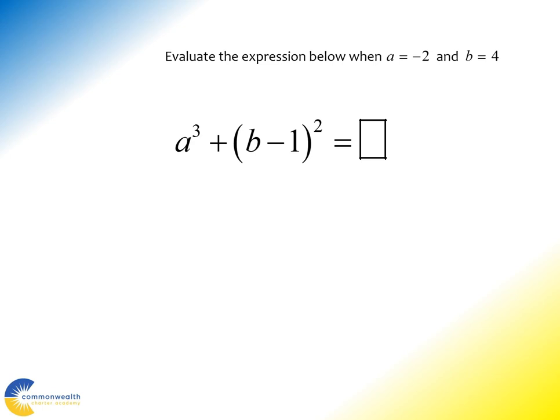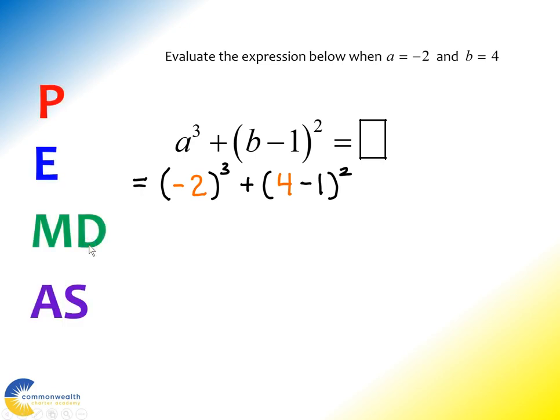Again, the first step I have to do in this problem is I have to make sure that the -2 gets substituted in where A is and 4 gets substituted where B is. So this is going to become -2 raised to the third power plus 4 minus 1 squared. And so now I have a numeric expression. I can now start using the order of operations to evaluate it.